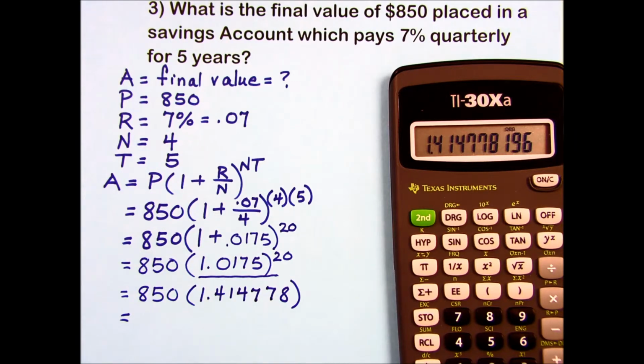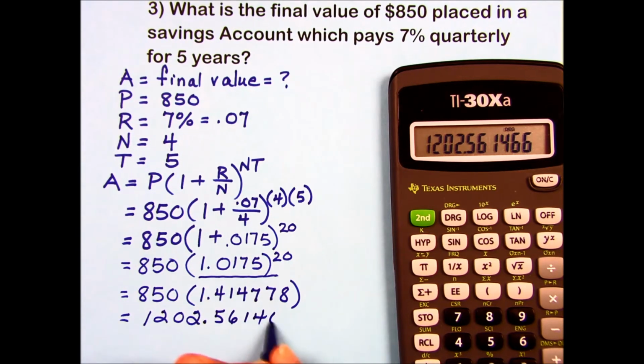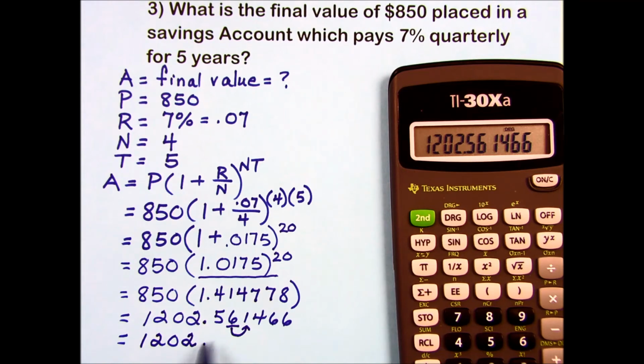And the last operation then is to multiply by the 850, resulting in a value of 1202.561466. This answer is money, so 2 decimal places for our final answer. And rounding, I need to look at the thousands place, which is not 5 or greater, so we're going to leave our answer at $1,202.56 for our final answer.